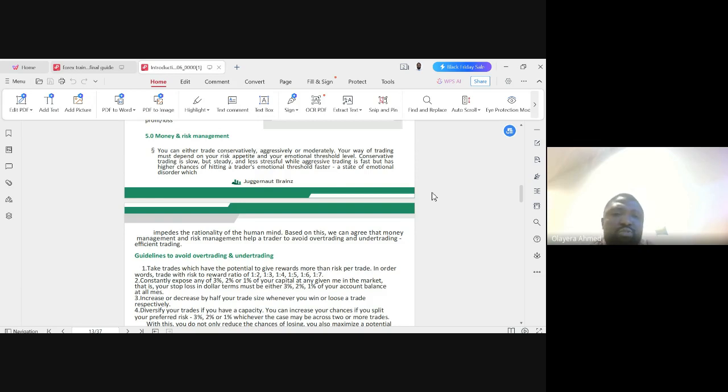Now let's go into how to do it, or some of the things that can help us increase our chances to be able to record profit. Those things that can help us turn the profit tide in our own direction. So those are the things we want to discuss here. Here we have, you can either trade conservatively, aggressively, or moderately. Your way of trading must depend on your risk appetite and your emotional threshold level.